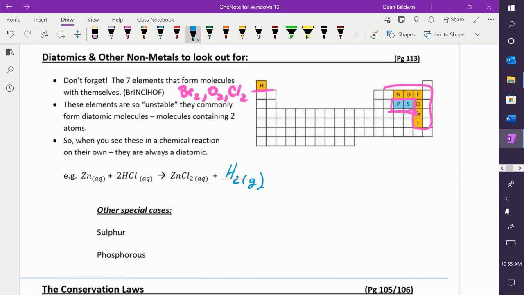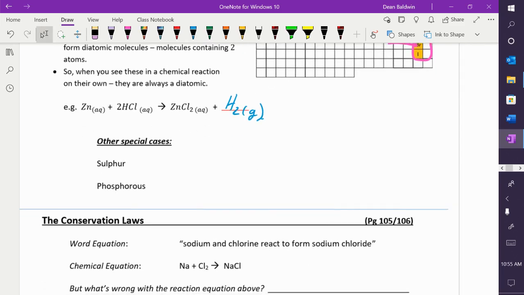All right. The two other different ones are phosphorus and sulfur. Does anybody remember what sulfur and phosphorus form? P4 and S8. Yes, it is. Sulfur is always S8 and phosphorus is P4.